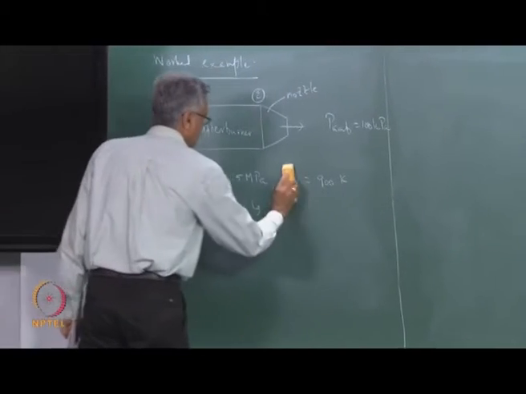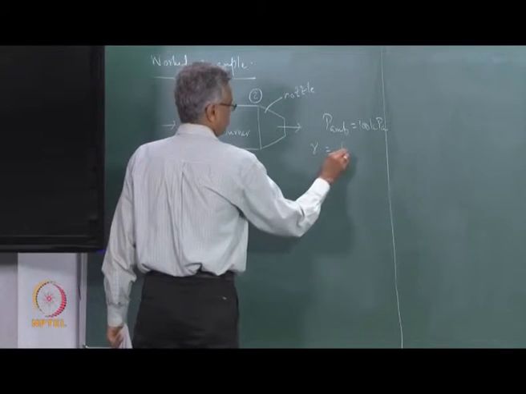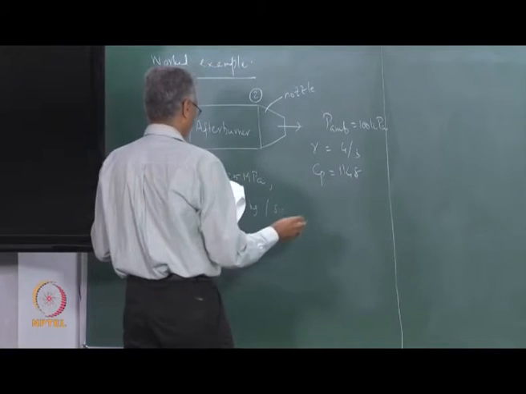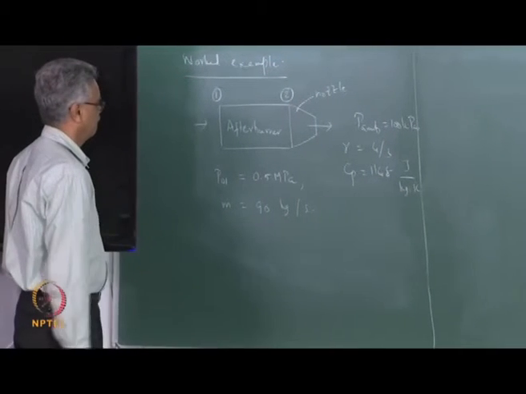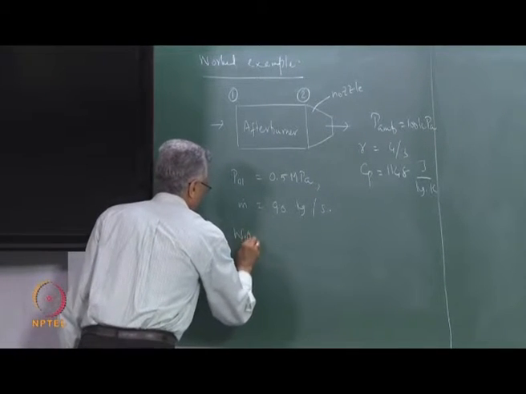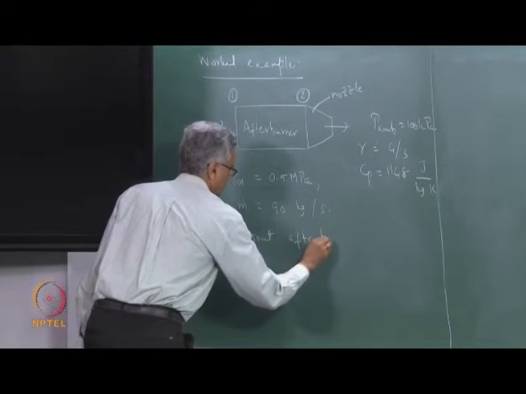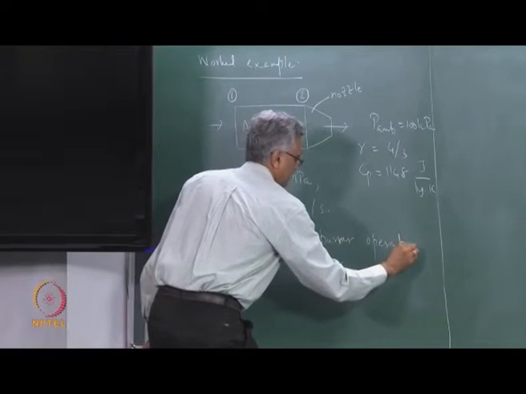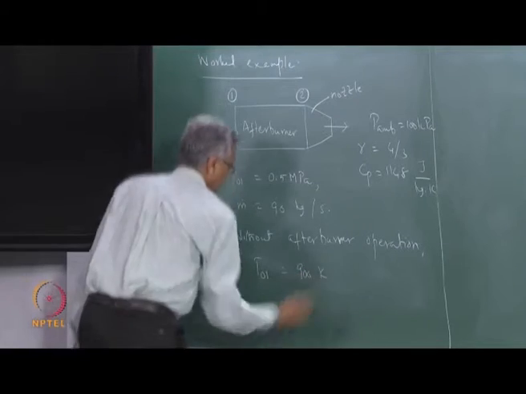So, let us write this problem statement slightly differently. For both cases, gamma is given to be 4/3 and Cp is given to be 1148 joule per kg Kelvin. So, without afterburner operation, the T01 is given to be 900 Kelvin.